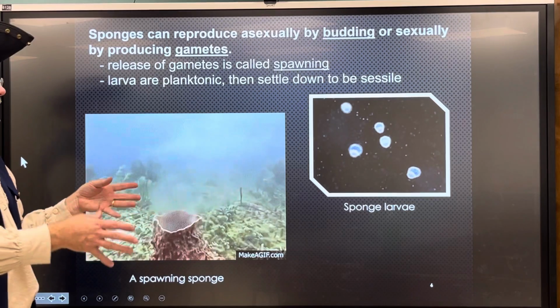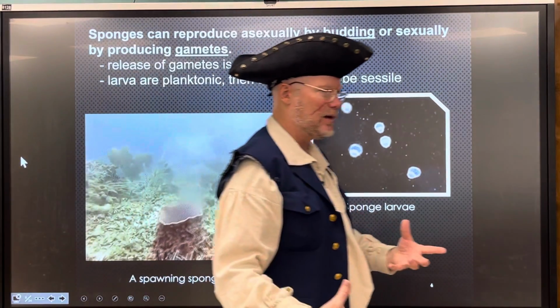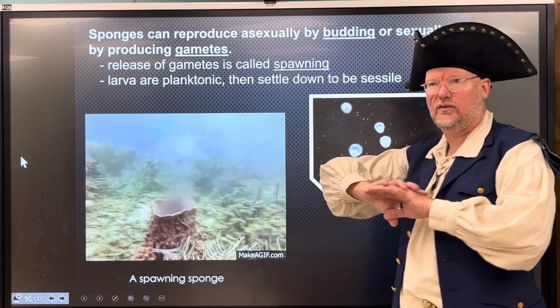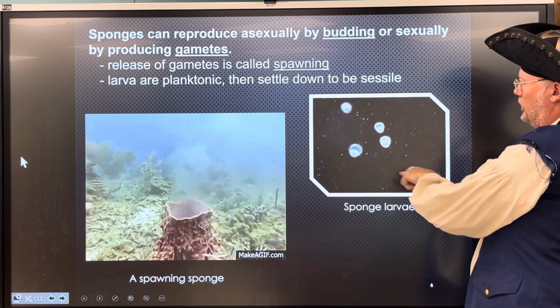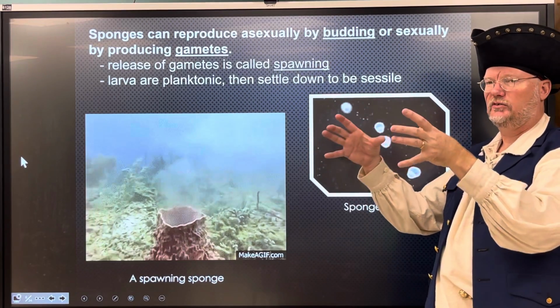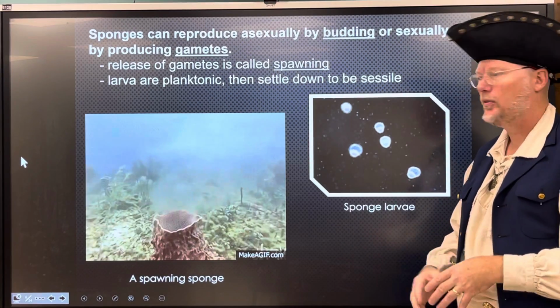Sponges are animals, very rudimentary animals, very primitive animals. But nonetheless, they produce sperm and egg, and they will release it, millions of them, out into the water, and then they'll meet, and then you'll get little sponge larvae that are planktonic, and eventually they'll be heavy enough to settle down on a substrate, a hard substrate, where they will grow.